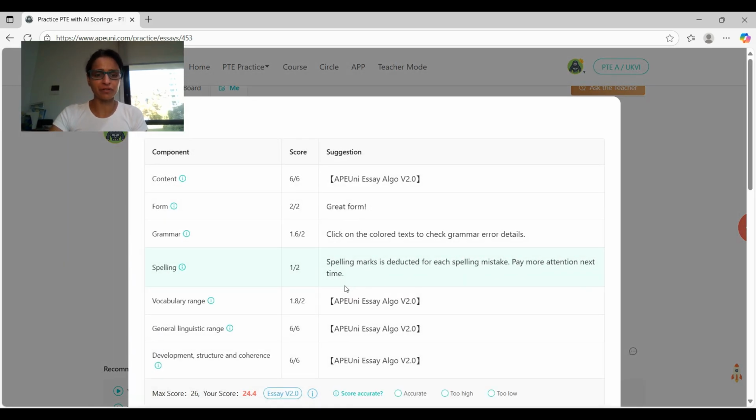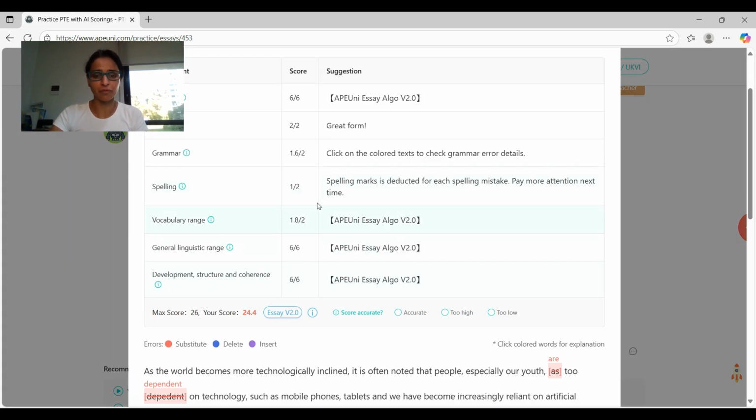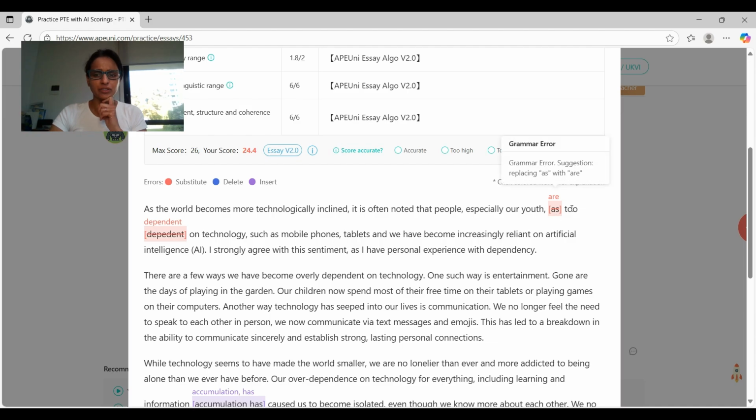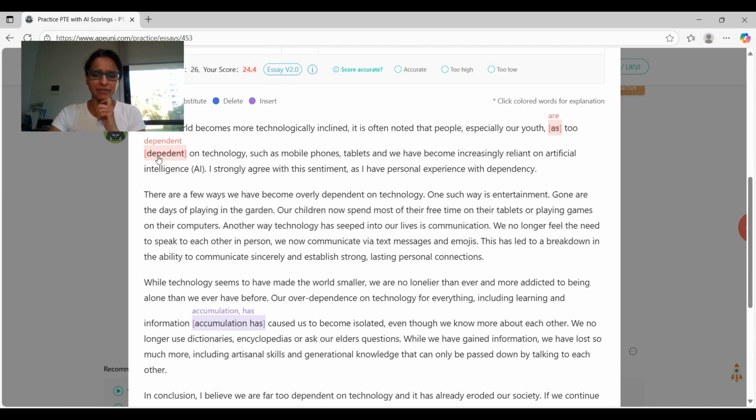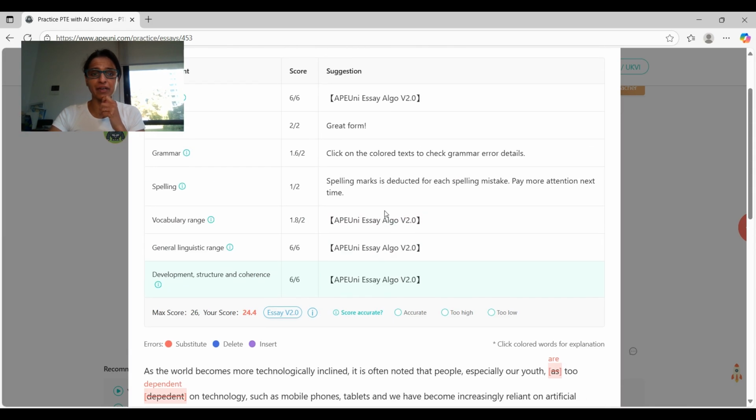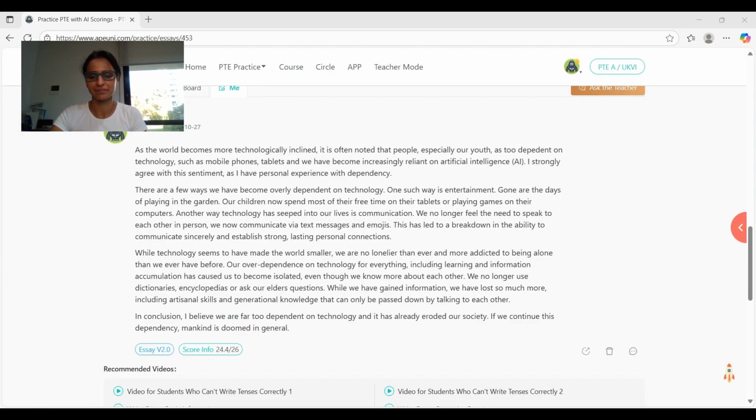Okay, we got 24.4. As usual, I lost one spot. I made one spelling mistake, and it was not so happy with my vocabulary range. Okay, spelling mistakes. That's it. I'm very happy with that. Let's do another together, shall we? But anyways, you can see, follow the structure, follow the format. You don't need a template, but you do need a format and you do need a structure. Okay, see you in a minute.